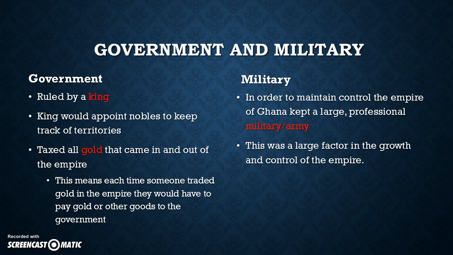So the Empire of Ghana was ruled by a king who would appoint nobles to keep track of territories. However, the control of the king on a lot of the outer territories was very loose. The king taxed all the gold and all the trade goods that came in and out of the empire. This means that each time someone traded gold or salt or anything in the empire, they would have to pay gold or other trading goods to the government. And militarily, they kept a large army in order to control the trade and maintain their hold on the region.